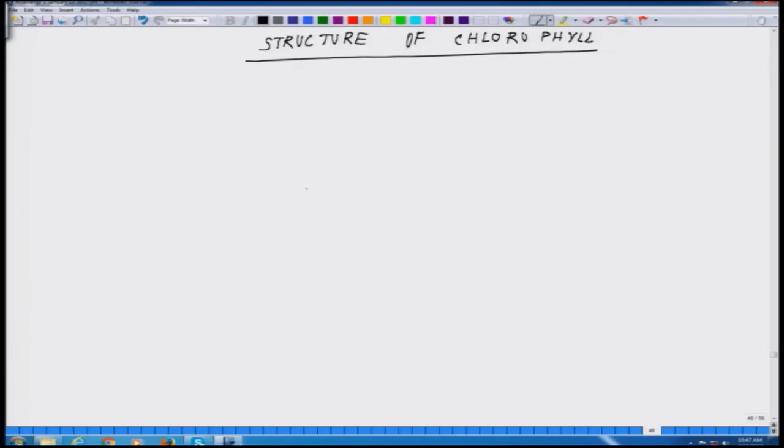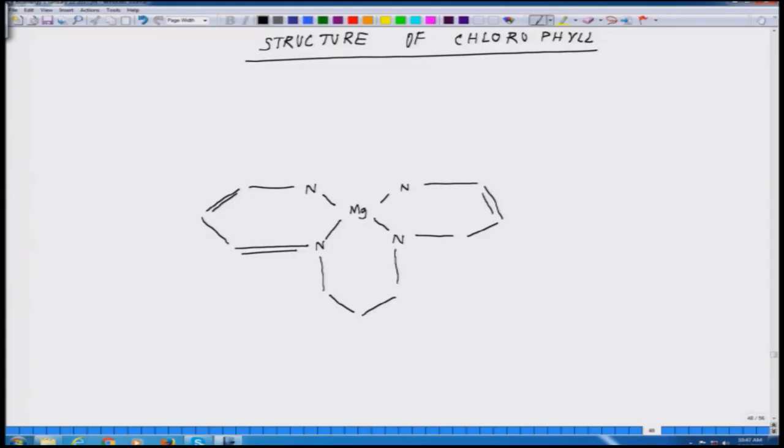Structure of chlorophyll. So, the structure of chlorophyll is something like this. You have a coordination out here, you have the magnesium sitting out here like this, and this is the porphyrin structure. It is a complex structure, but just follow it. You will see a lot of symmetrical features in the structure.